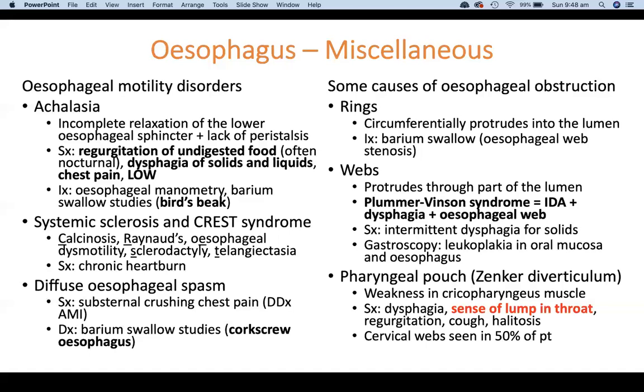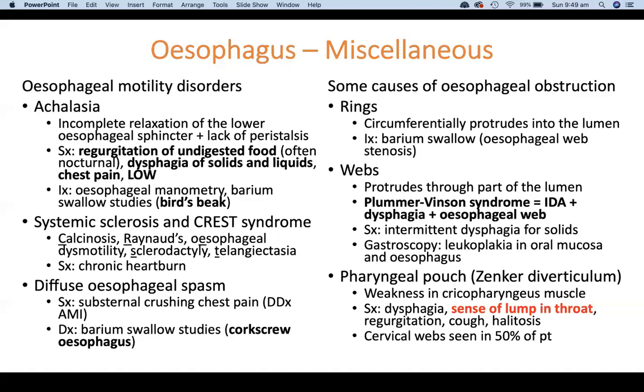It's a dysmotility. So achalasia, it's when the esophagus isn't really pushing, and then the lower esophageal sphincter isn't relaxing, and so you get regurgitation of undigested food. CREST syndrome, that's more of a rheumatology thing, but it's come up in one of our VIA questions where it was essentially someone with tight skin and difficulty swallowing. So it's just something to recognize, and that can cause a motility disorder. And diffuse esophageal spasm, it's not too important, but it can give you heart pain that mimics AMIs.